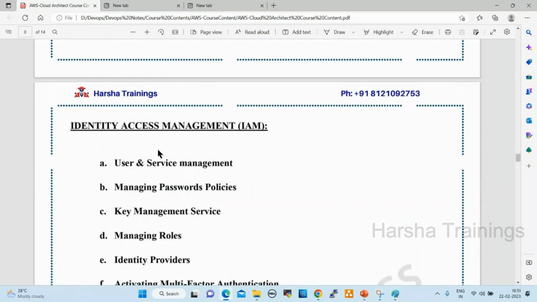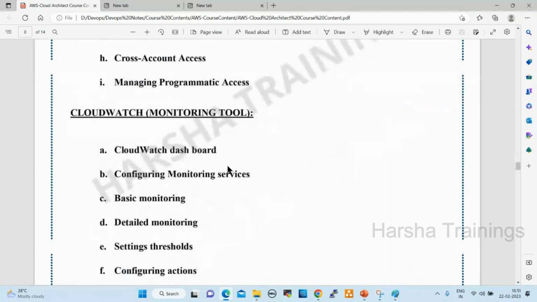See here, this is an IAM account. When we join a project, we get one user account, which is an IAM account. How can we work on IAM? How can we create IAM users? How can we control IAM users? Then CloudWatch, which is a monitoring tool. CloudWatch is a monitoring tool. We'll do a deep dive.